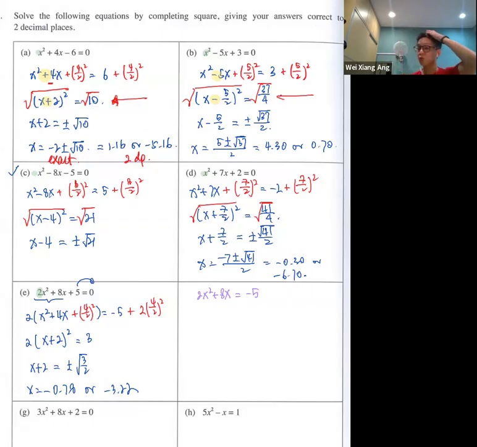Then again, my goal is to make the coefficient of x squared 1, so I'm going to divide by 2 throughout. So x squared plus 4x equals negative 5 over 2. So now it's a little bit easier to complete the square. Same thing, I add 2 squared here and add 2 squared here. Then I factorize, and I get back the same answer.